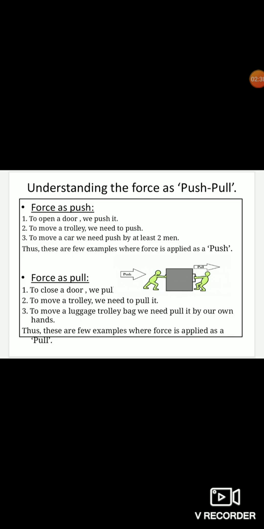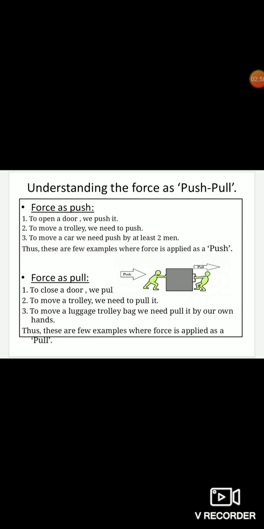Now coming to the pull, force as pull. What do you understand by force as pull? Applying force in a direction towards us is known as pull. For example, we can also move an object towards us by applying force, like we can use force to open a drawer. This is known as pull.